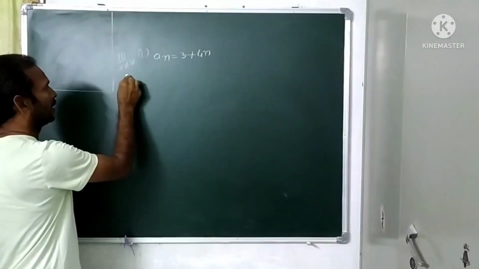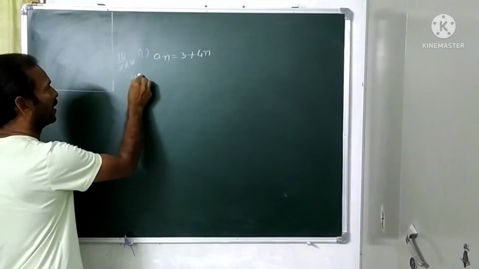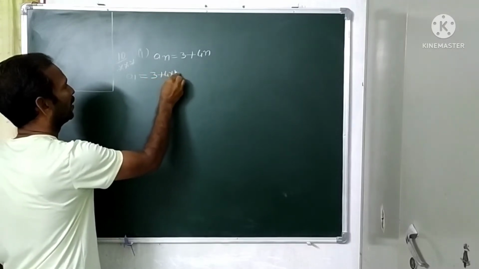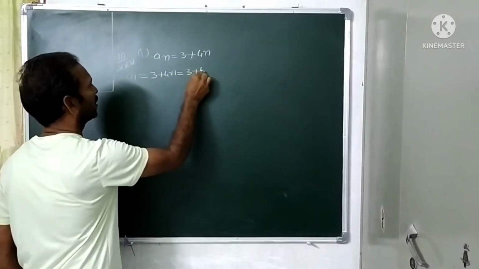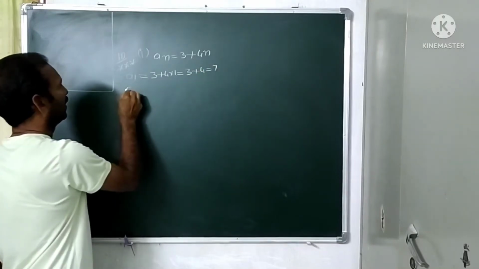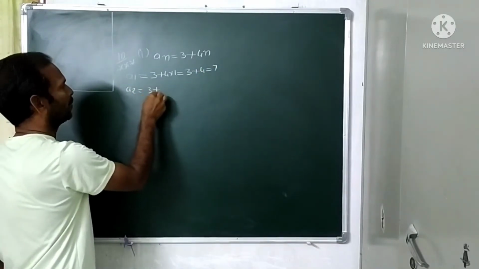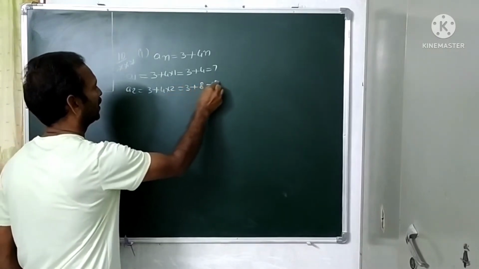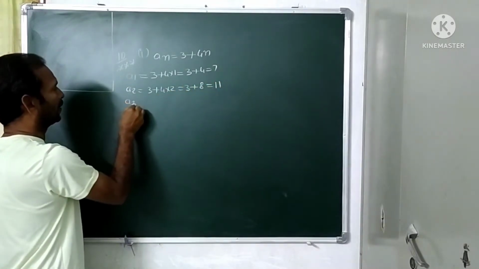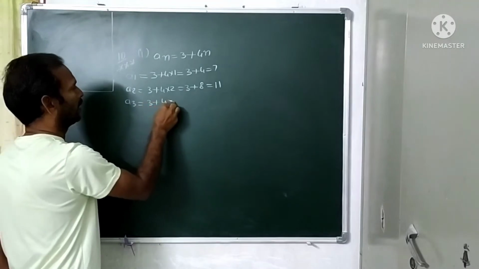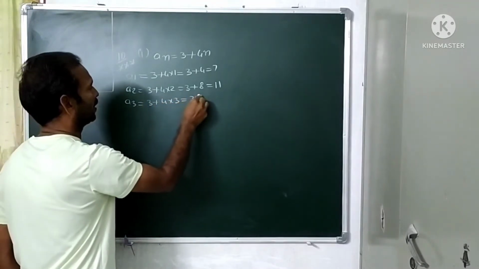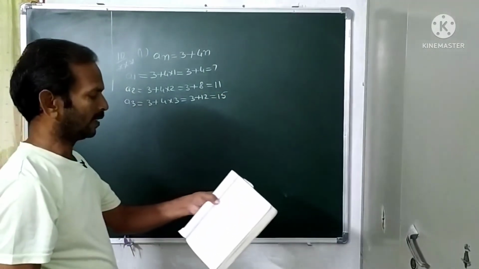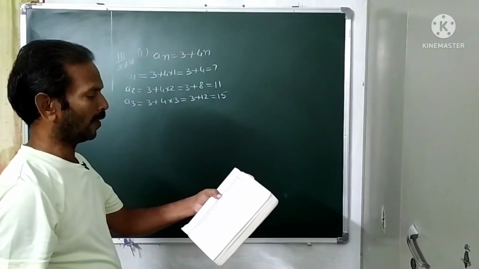So what they are saying: calculate A1, which means in place of n take 1. So 3 plus 4 into 1 equals 3 plus 4, which is 7. A2: 3 plus 4 into 2, 3 plus 8, 11. A3: 3 plus 4 into 3, 3 plus 12, 15. So what is it saying? A1, A2, and so on, AN forms an AP.